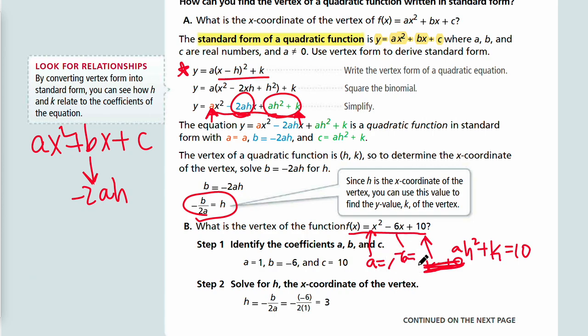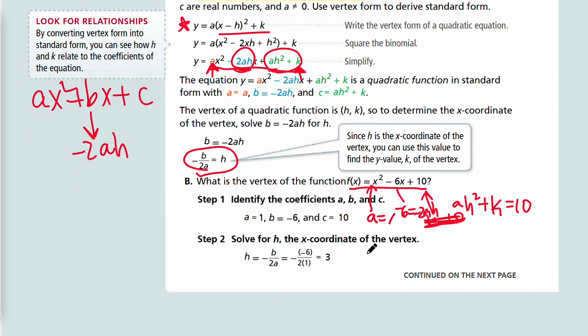So let's write that equation. Negative 6 is equal to negative 2ah. So we have a system of equations, right? Negative 6 is equal to negative 2ah, and ah squared plus k is equal to 10. And we also know that a is equal to 1.